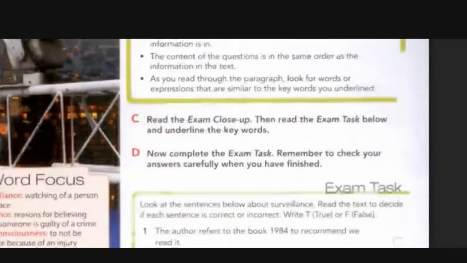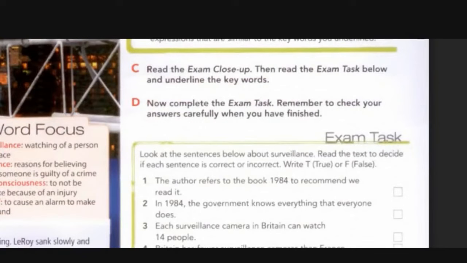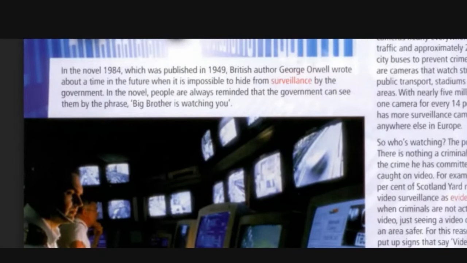Number two. In 1984, the government knows everything that everyone does. That means in the novel 1984, the government knows everything that everyone does. Afitri, your answer is true. From which sentence did you get the answer? It is also mentioned that it is impossible to hide from surveillance. If there is nowhere to hide, that means they are always watching you. All right, thank you very much, Afitri. We have answers for number 1, 2, and 3.